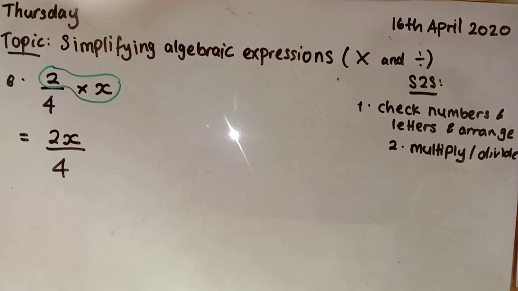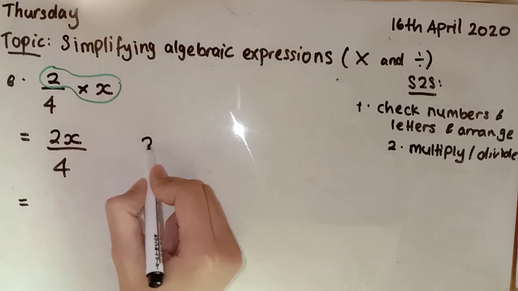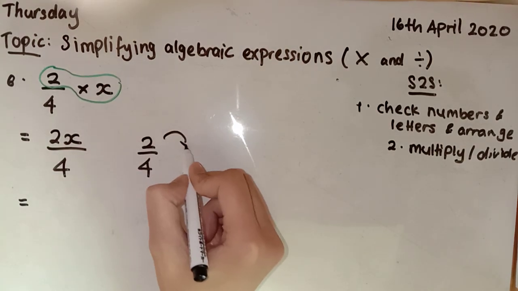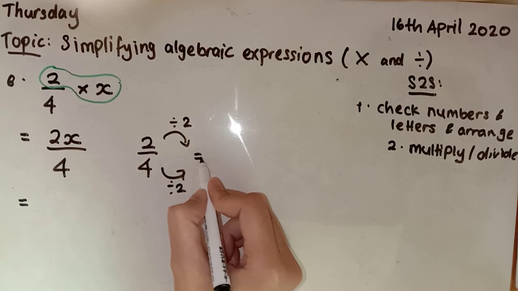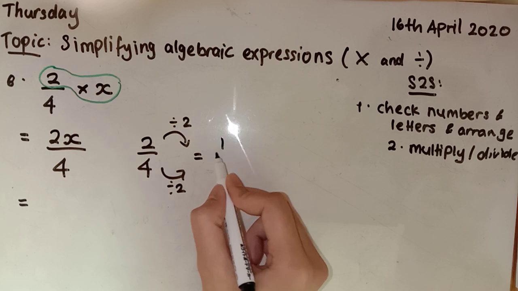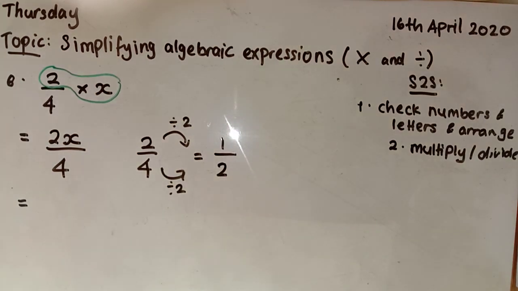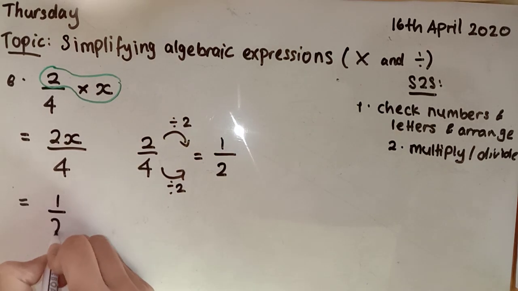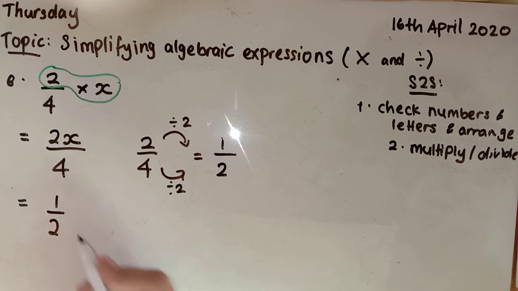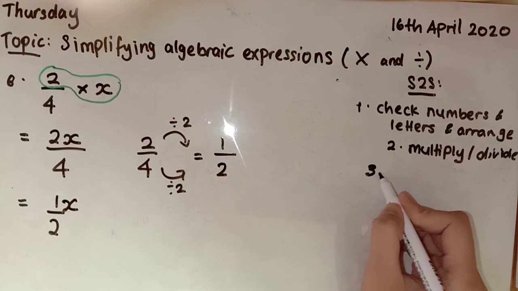2 over 4. Can you reduce it? Yes. So, 2 over 4, divide by 2. 2 divided by 2 is 1, over 4 divided by 2 is 2. Can you simplify this further? No. So, you have 1 over 2. Jangan lupa apa? X. Okay, so step 3.